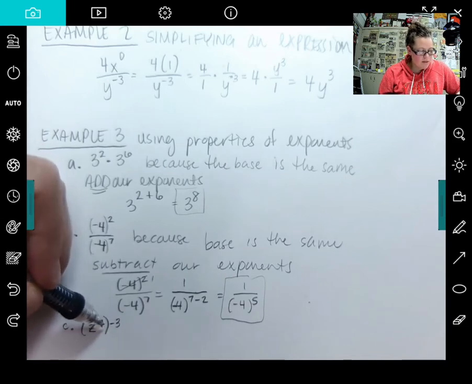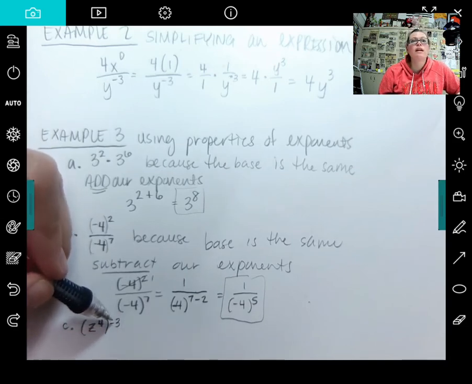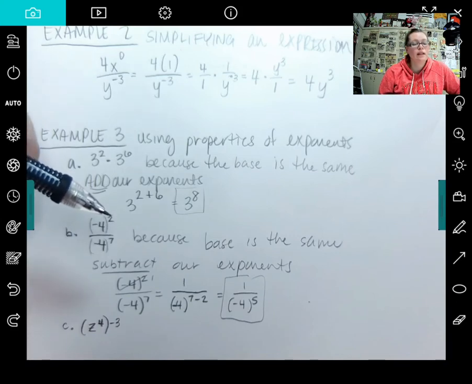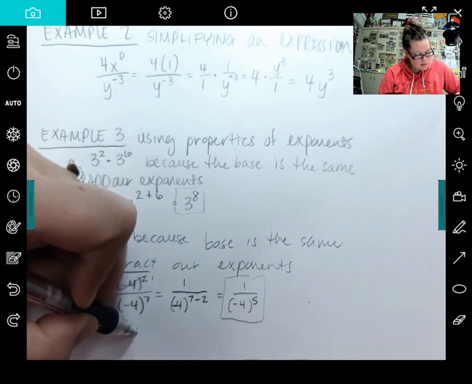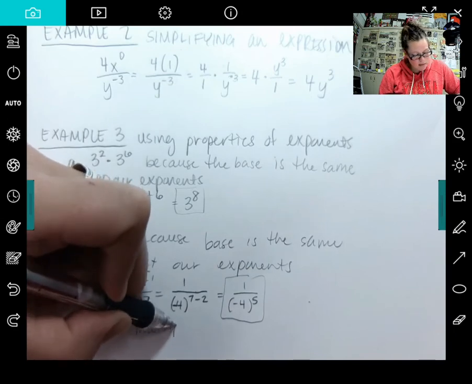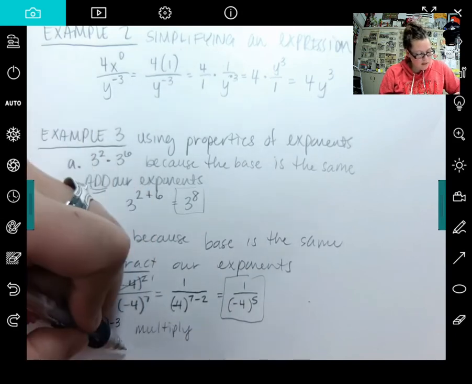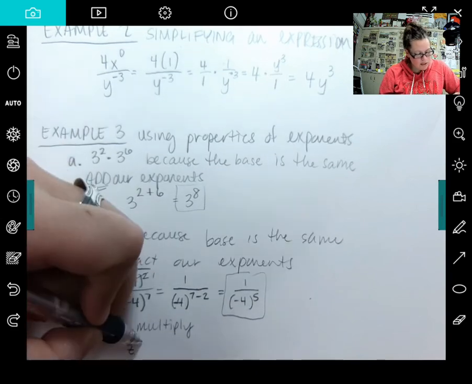And they want us to use only positive exponents. So notice we have a negative exponent right there. We'll deal with that at the end. So I would suggest multiplying first, and we get z to the -12.